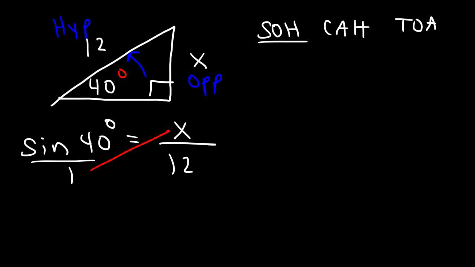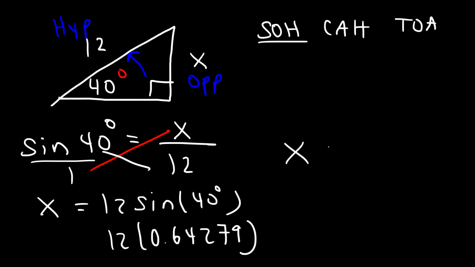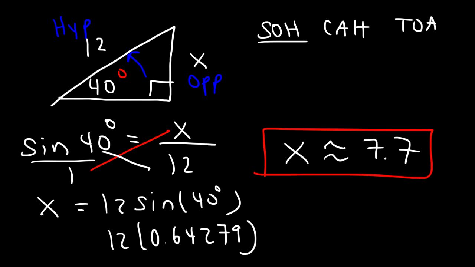1 times x is x, and that's equal to 12 times sine of 40 degrees. Now make sure your calculator is in degree mode. Sine 40 is 0.64279. So if you multiply that by 12, we can see that x is approximately 7.7. And so that's the value of x.